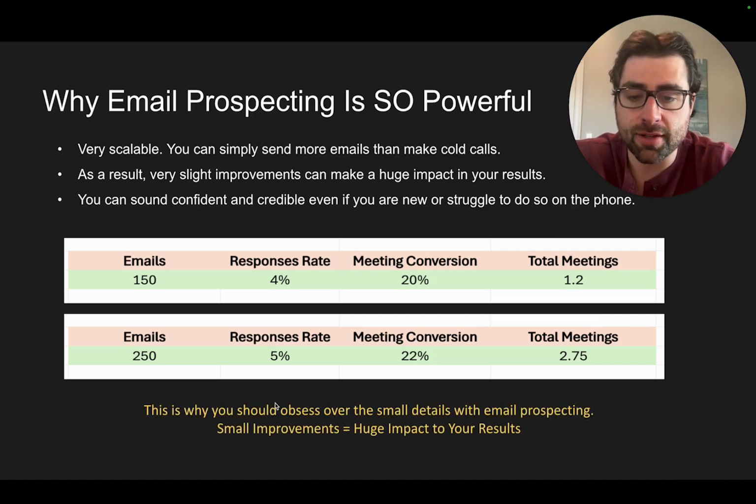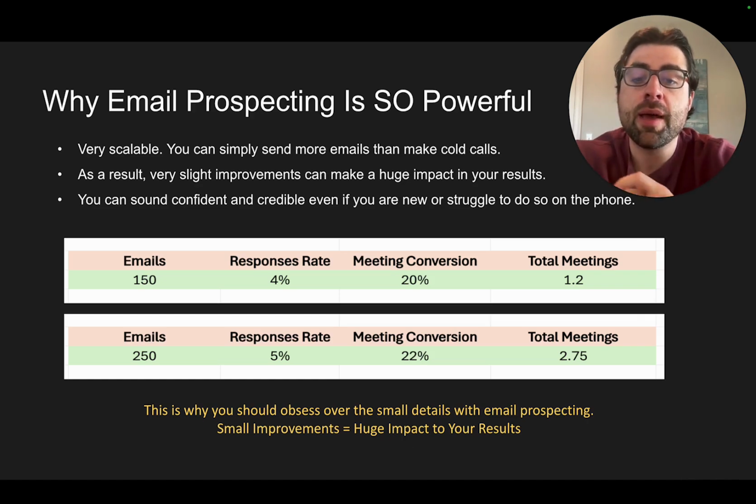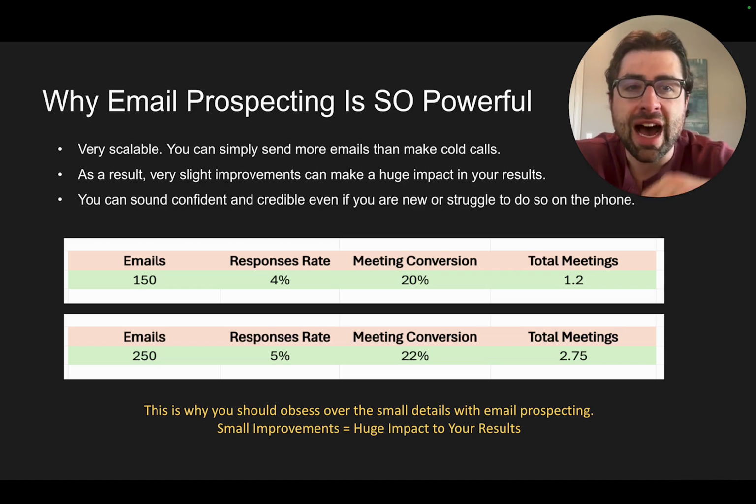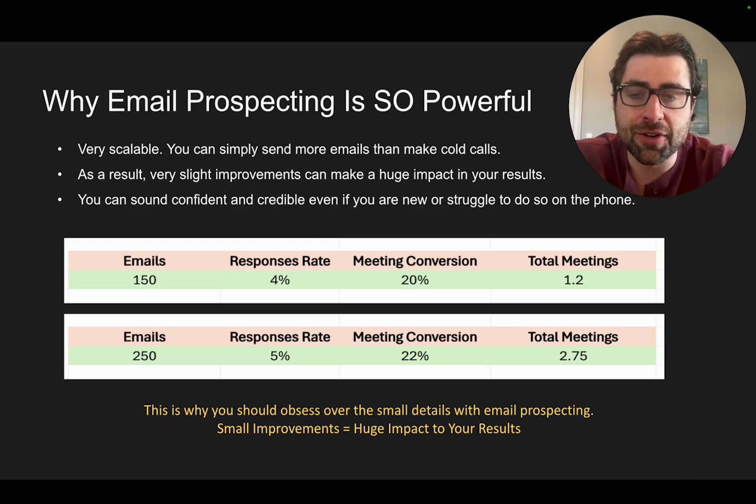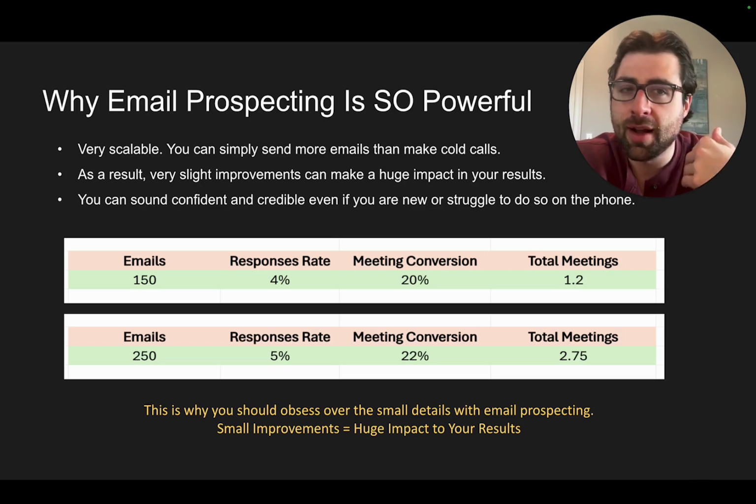And for this reason, this is why you should, and why I certainly obsess over the small details with email prospecting, because such small improvements make huge impacts to your results. So when you see me evaluating templates or creating my own, I look for the tiniest little details where, looking at it, you might think, really, is that a big deal? But I'm like, if you're going to be sending thousands of emails over the course of a quarter or a year, a 1% difference can mean an extra 10 or extra 20 meetings over the course of a quarter. And what does that do in terms of opportunities generated and therefore pipeline?